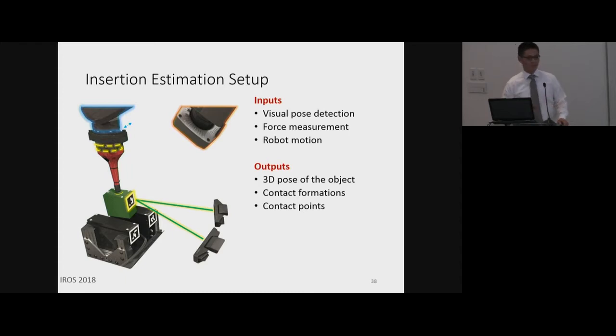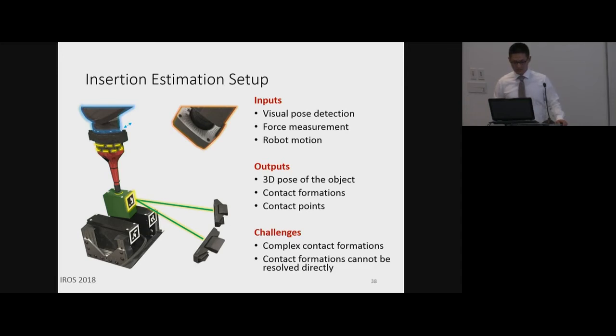Next, we have the Vicon system here to monitor where the object is, to provide a good ground truth. That's good for data labeling and calculating the noise parameters. The challenge here is that the contact formations between this rectangular object and this hole are rather complex, and from the force reading, we cannot distinguish them very easily by just looking at the reading.